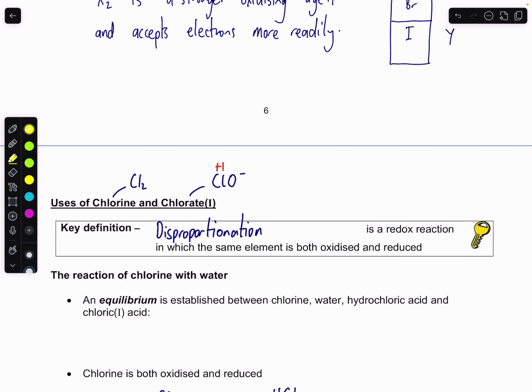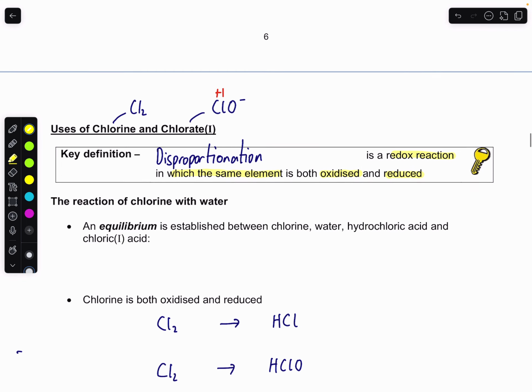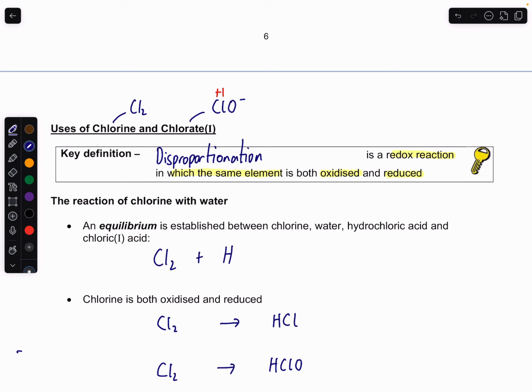And that is used to describe a redox reaction in which the same element is both oxidized and reduced. So what does that look like? Well, we've got chlorine here reacting with cold water, and we get a reversible reaction, so we get an equilibrium reached, and we form hydrochloric acid, and we form chloric 1 acid.